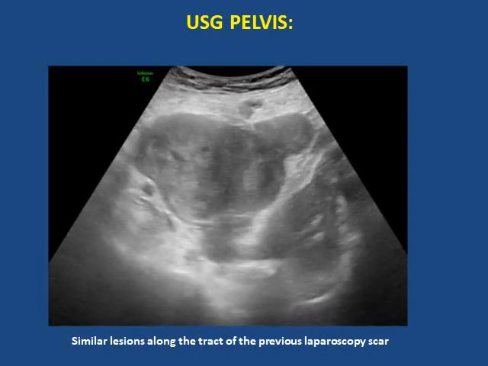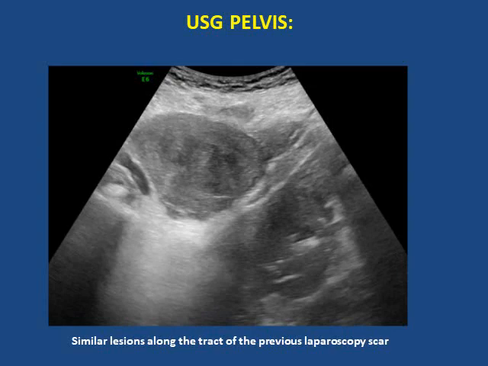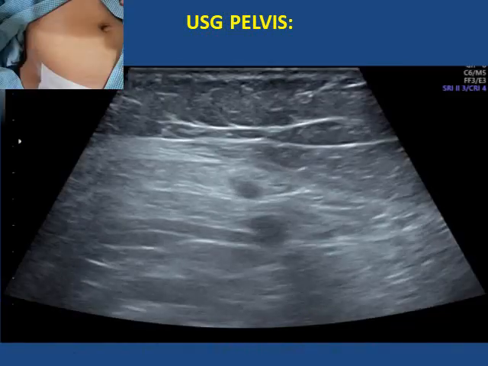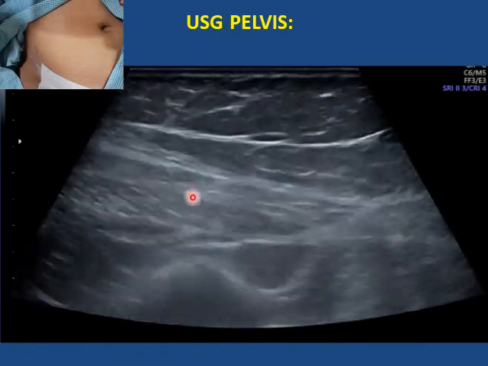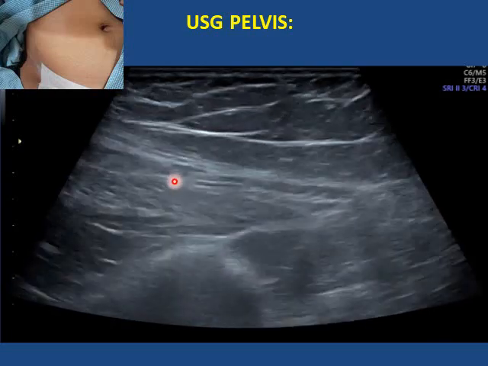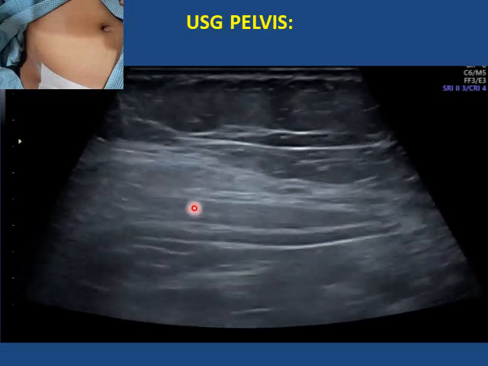So this is the ultrasound image in the same patient in which we are able to see similar lesions seen in the anterior abdominal wall. This is better appreciated with the high frequency probe. Here we are able to see similar appearing lesions in the fat and in the anterior abdominal wall. Here we are able to see those.